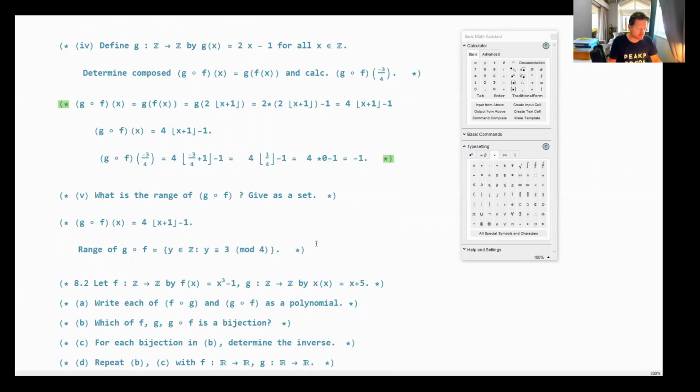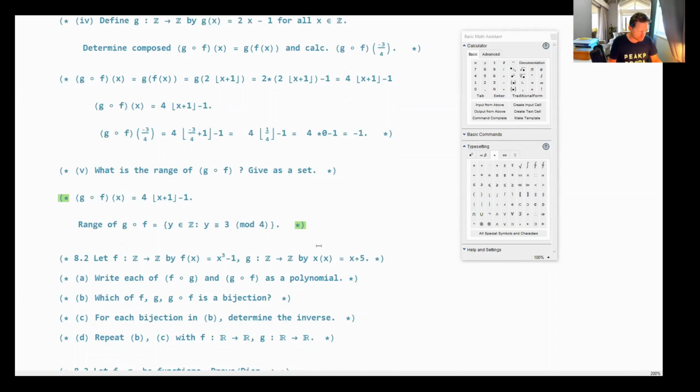And we'll have a look at the next problem, which is 8.2.